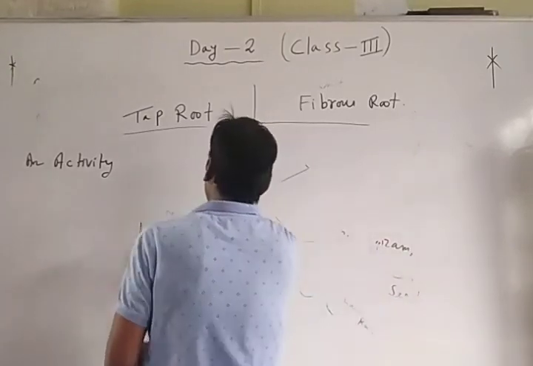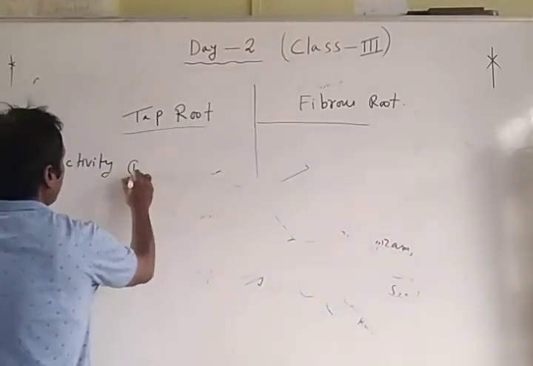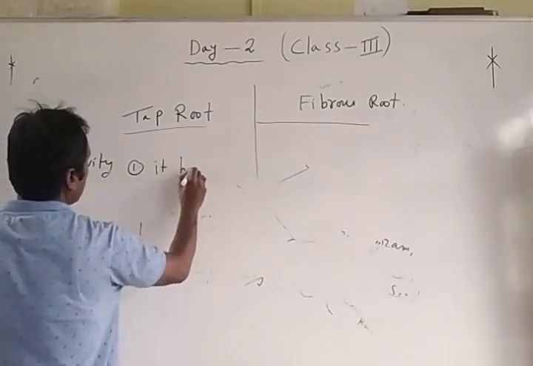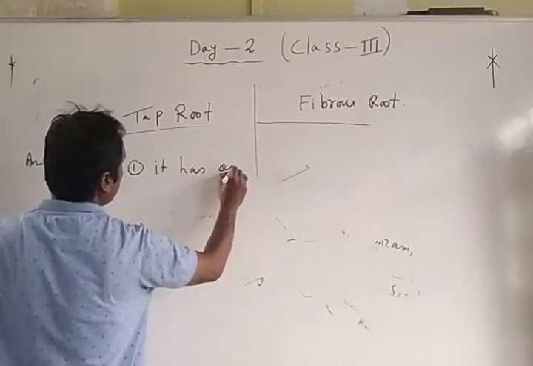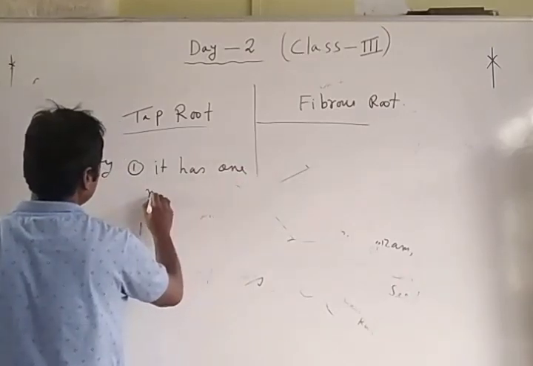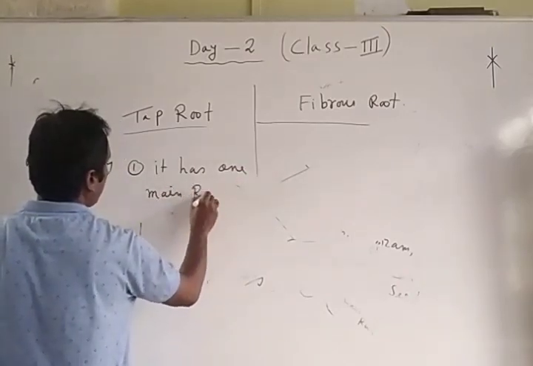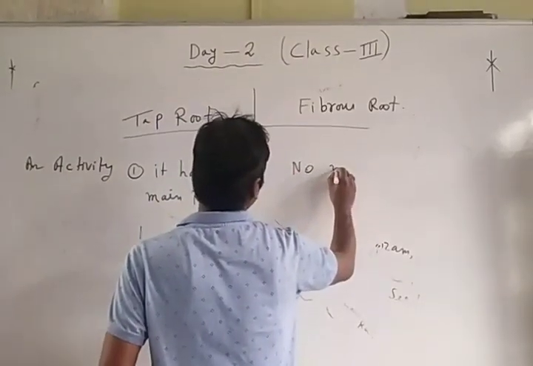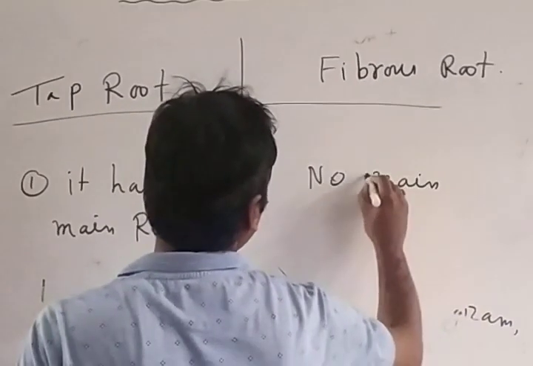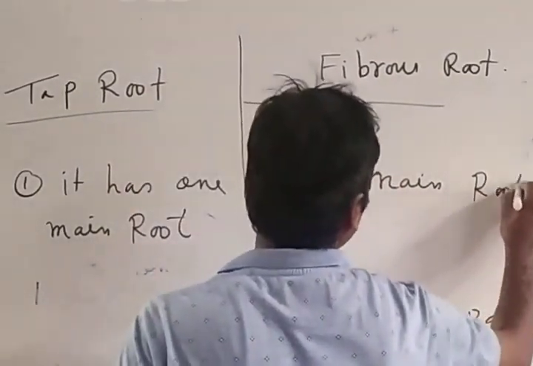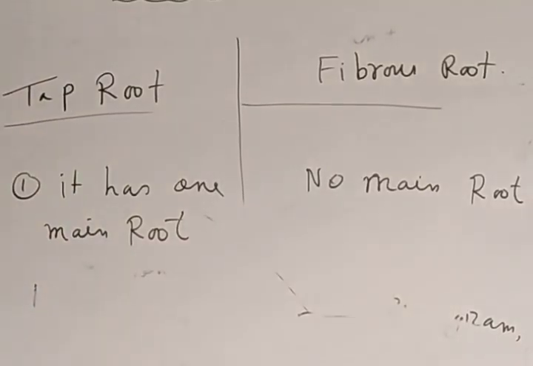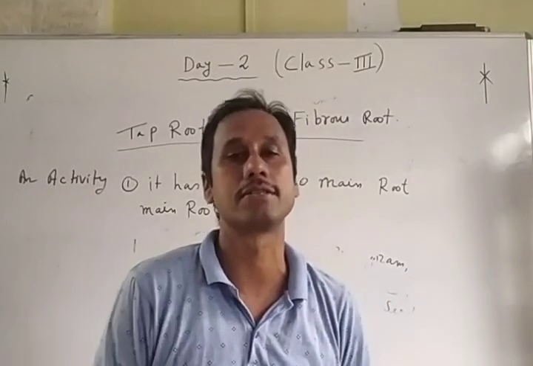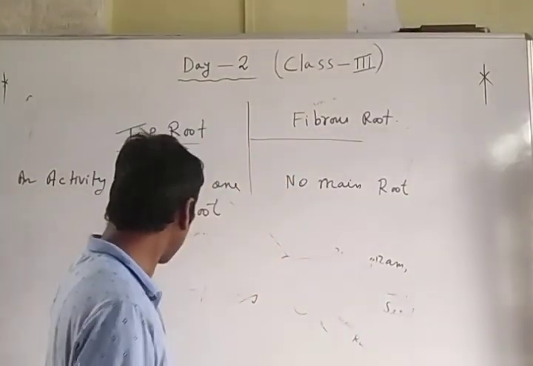One major difference is what? It has one main root. In here, no main root. So, students, you will do the activity and write the differences. And give the example. What type of seed?